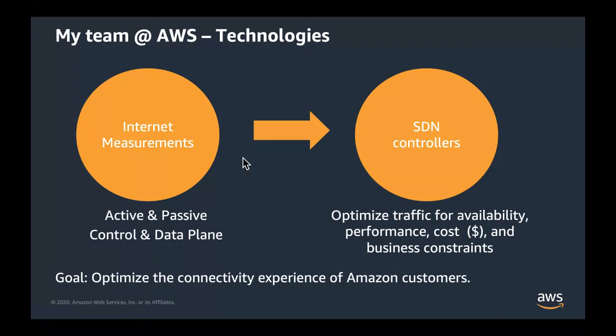The goal is to optimize the connectivity experience of our customers. And this is a full feedback loop. So the SDN controllers, when they make a decision and enact it in the network, they actually go back to the internet measurements and see if the decision that they took is actually making the connectivity experience better. The problem that they were trying to solve, is it really solved, or is there any other connectivity improvement that is still impacting the customers?